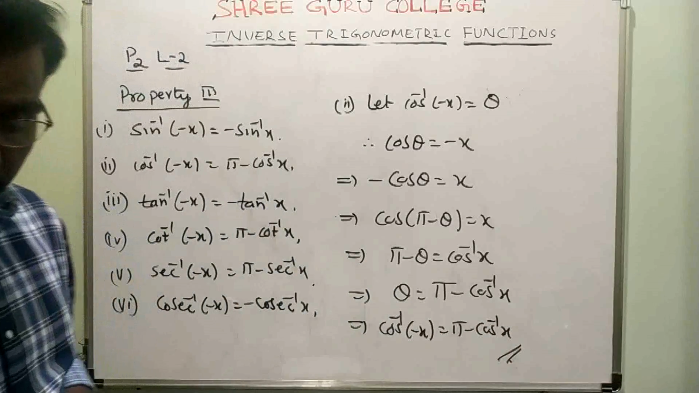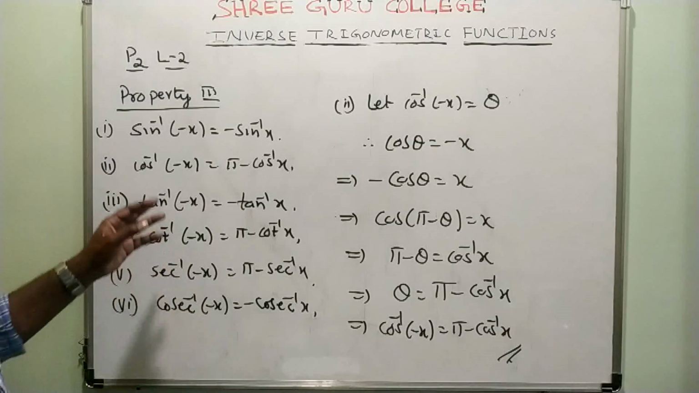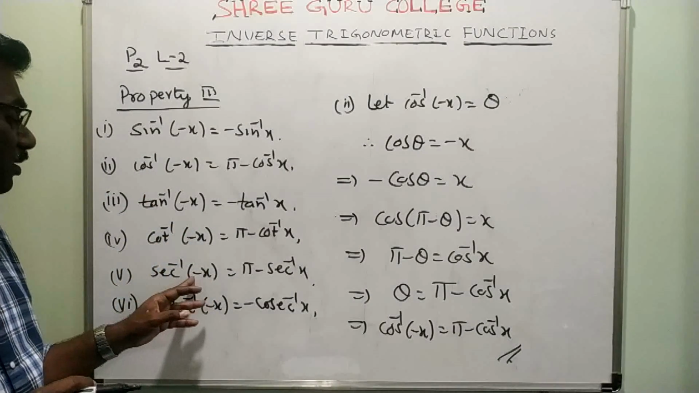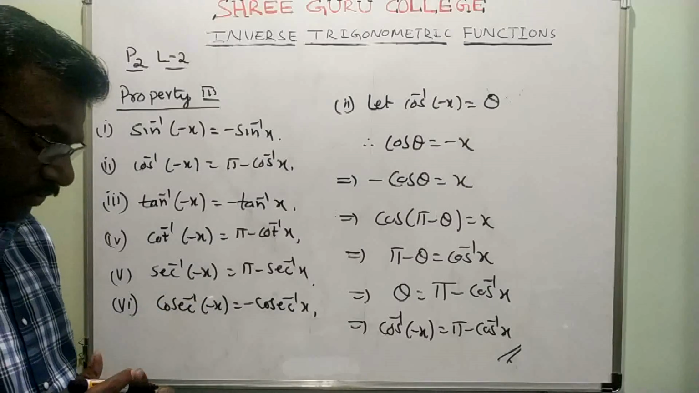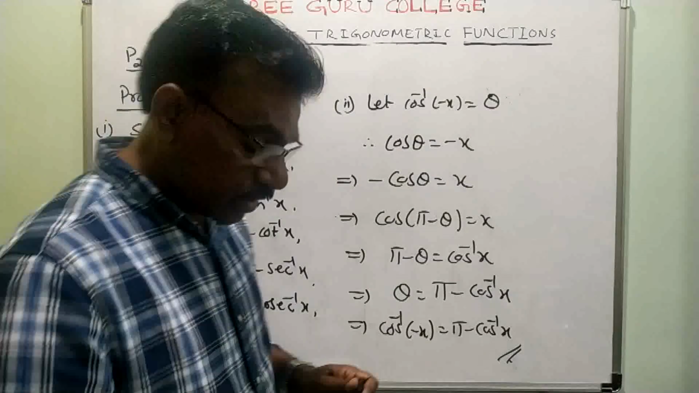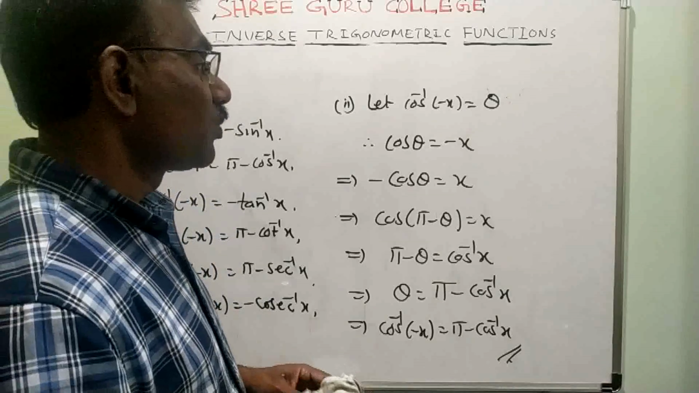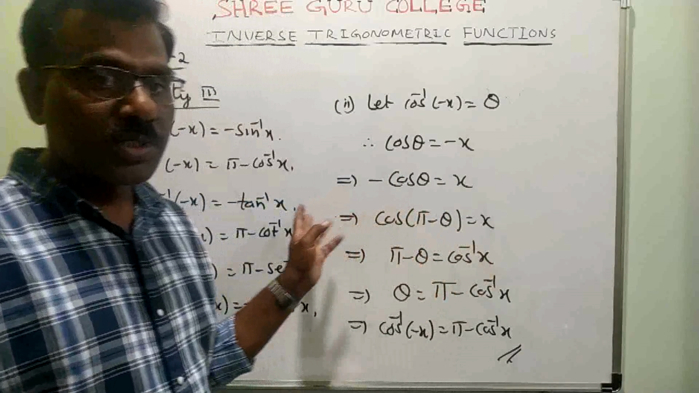Similarly, we can prove it for cot inverse of minus x and secant inverse of minus x. Even in the latest syllabus, some properties have been deleted. Even so, I am proving 2 properties out of the 6.